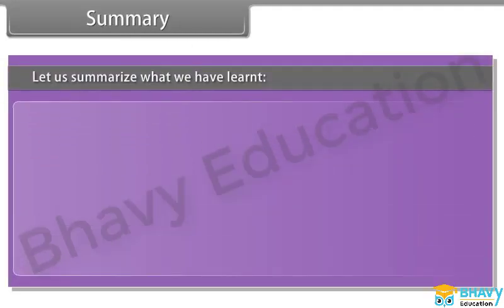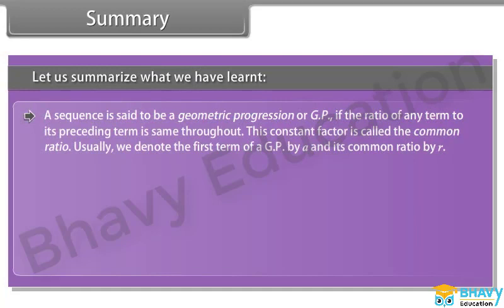Summary. Let us summarize what we have learned. A sequence is said to be a geometric progression or GP if the ratio of any term to its preceding term is same throughout. This constant factor is called the common ratio. Usually we denote the first term of a GP by A and its common ratio by R.